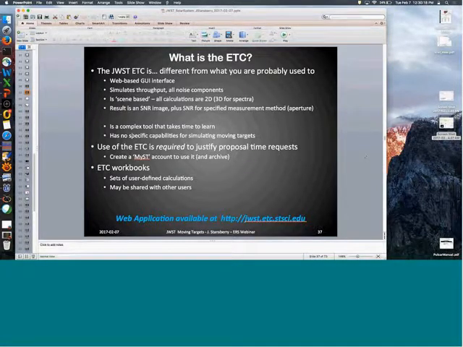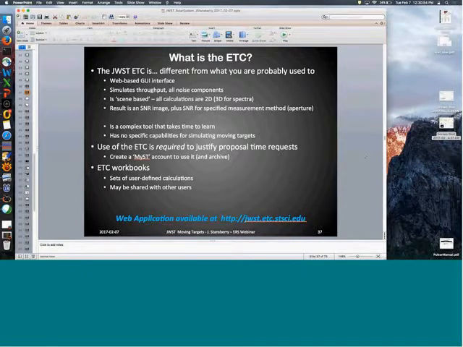It doesn't have any specific capabilities at this point for moving targets. It does not know where your target is going to be in the sky, and it can't account for changing observed distances over time, those sorts of things. So it basically is intended for fixed targets. To use it for moving targets, you have to be clever and figure out how to convert to a moving target observation.